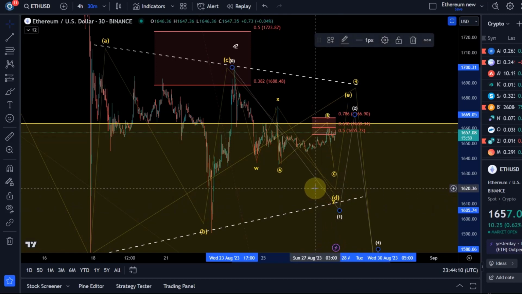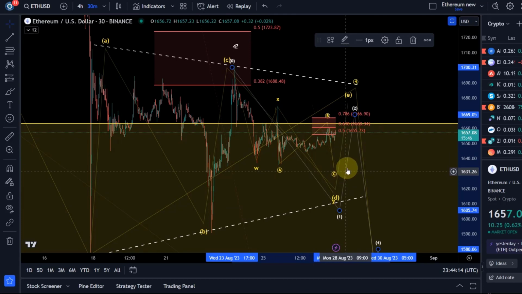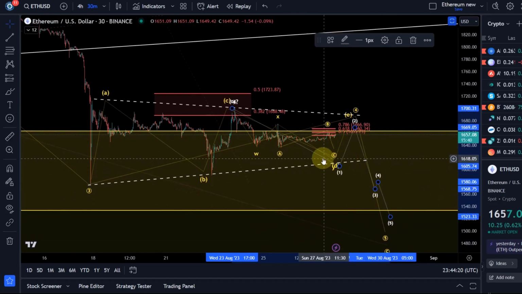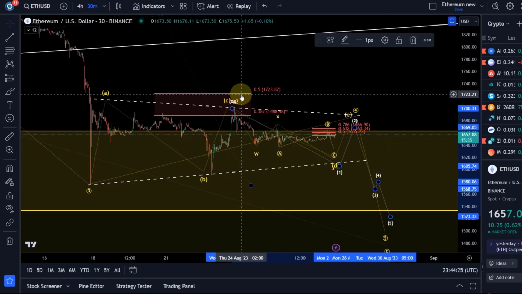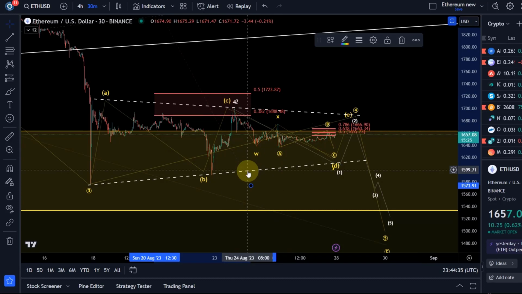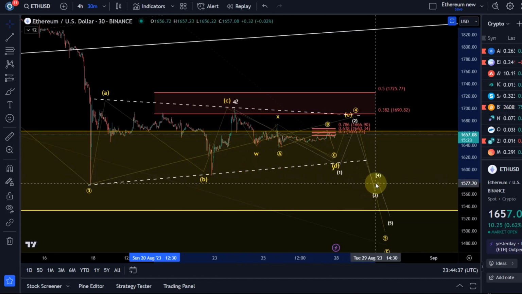Essentially, even if we go on the micro level lower and then higher and then down, or if we go down directly, this is all part of our base case. In the base case, we expect one more low, and the relevant resistance level is 1724. It's the 50% retracement level, and ETH has respected this resistance area for the last few days and couple of weeks.